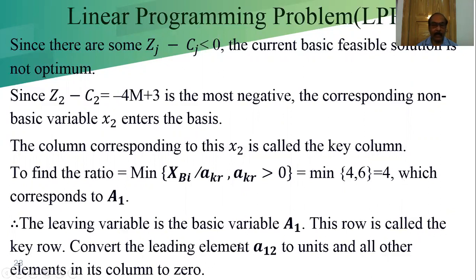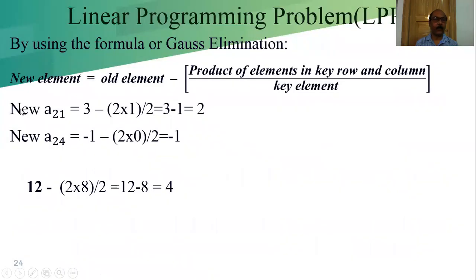Convert the leading element A12 to unity by dividing by 2, and all the elements of the key row are also divided by 2. Except this one, which is converted to unity, all other elements in this column will be 0. This is the calculation I am giving here. By using this formula, new element is equal to old element minus the corresponding element in the key column into the corresponding element in the key row divided by the key element. After calculation, we will get this.